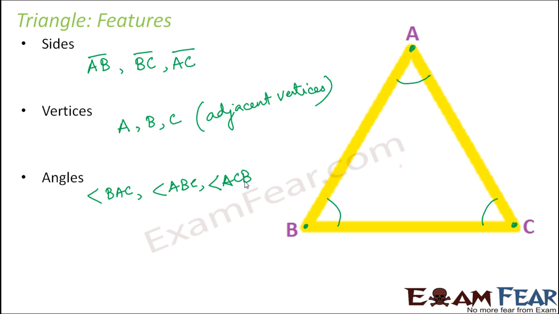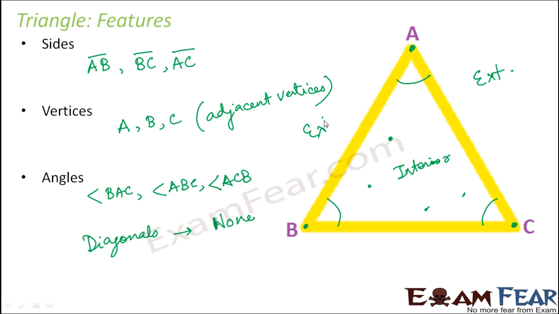Now what about diagonals? Where do we have diagonals? There are no diagonals possible in a triangle. That's because we do not have non-adjacent vertices here, because all the vertices are adjacent to each other. So we do not have diagonals. When you talk about interior and exterior points, anything that lies inside the triangle is considered an interior point, and anything that lies outside, no matter which side or area, is exterior to the triangle.